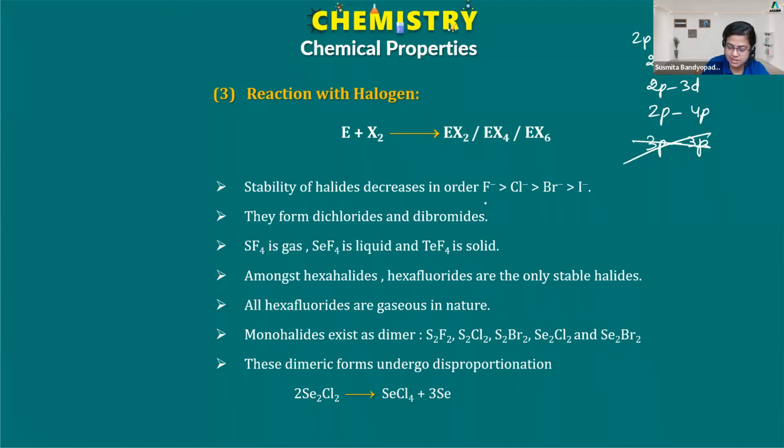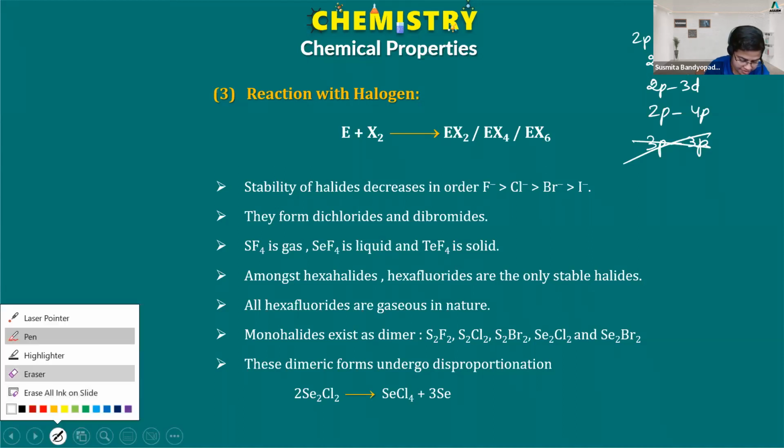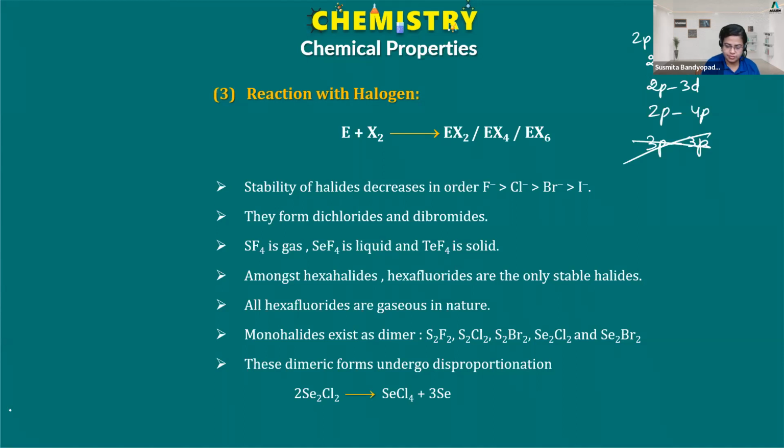Due to similar reasons, halides would be more stable when they are fluorides, then chlorides, then bromides, and then iodides. So SF4 is a gas, SeF4 liquid, TeF4 solid. Very obvious. As the size increases, van der Waals forces increase. For the others also, as you go down the group with increase in size, the forces become stronger and the physical state slowly changes from gas to liquid to solid.